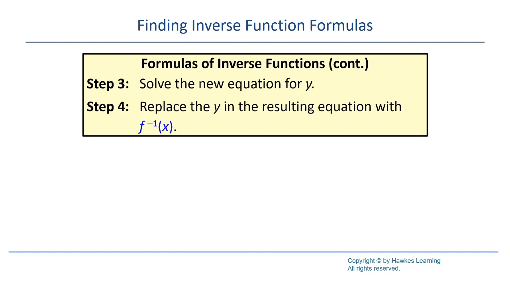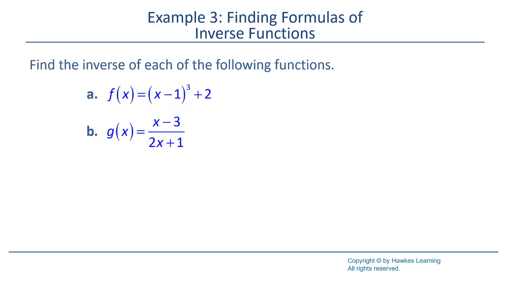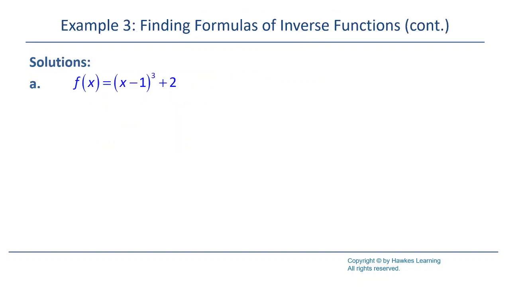And I'll explain why. Because then you solve the new equation for y, and then that y is now y equals some new equation. That equation is the inverse. So, y equals a function of x, swap x and y, solve for y again, and then replace y with f inverse. So we're going to do this with these two functions. So, first one.